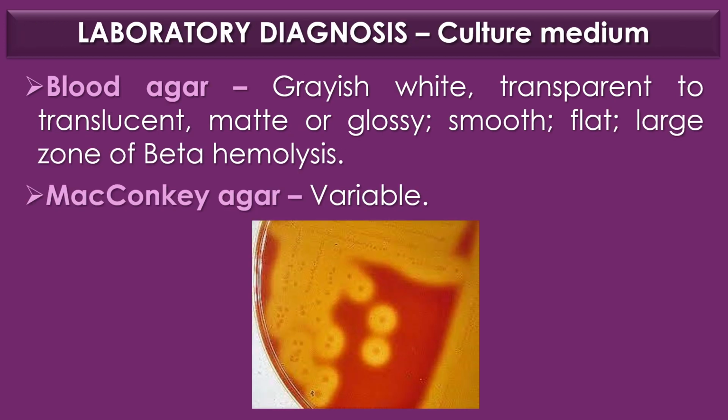And colony morphology in culture medium. In blood agar, Streptococcus agalactiae was observed as grayish white, transparent to translucent, matte or glossy, smooth, flat, large colonies with a zone of beta hemolysis. In MacConkey agar, the growth of Streptococcus agalactiae is variable. And this image shows the beta hemolysis of Streptococcus agalactiae in the blood agar.